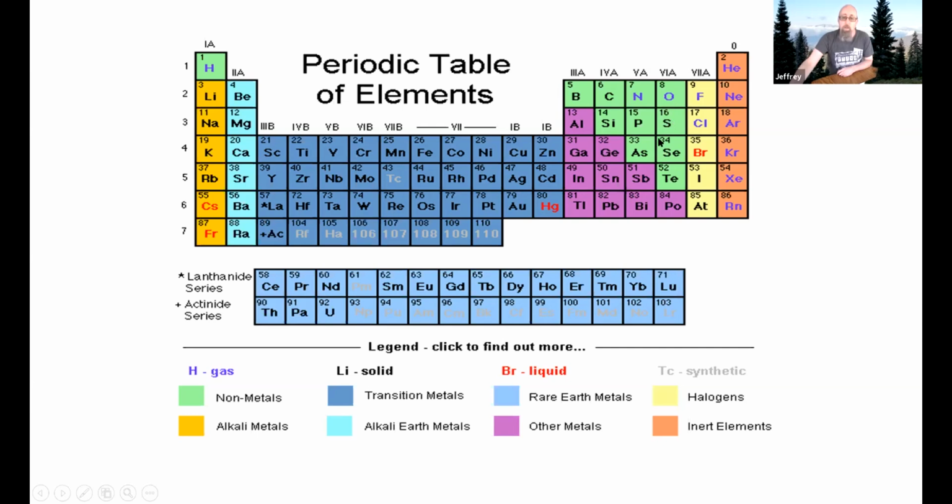Okay. If I have an element that's in row 4, I would use argon at the end of row 3 to be the shortcut. That's what we just practiced. So bromine would be argon, 4s2, 3d10, 4p5. If I have an element in row 5, my shortcut would be krypton. If I have an element in row 6, my shortcut would be xenon.